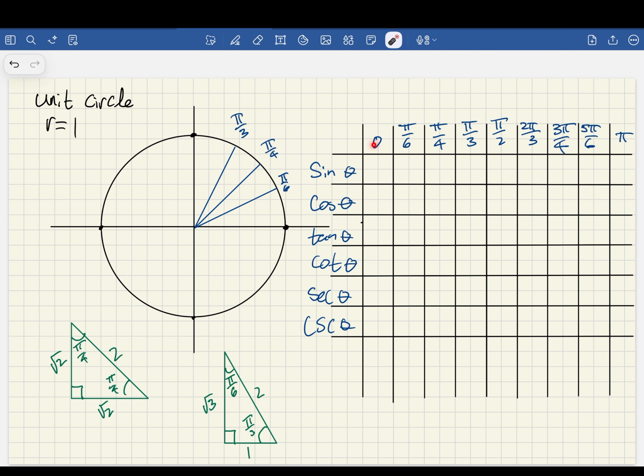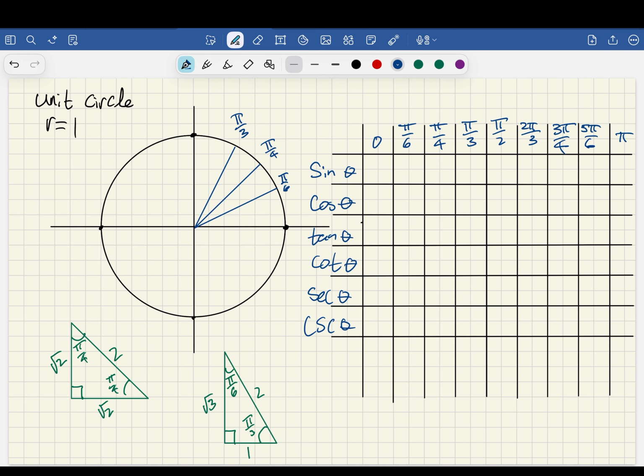I've started with the angle 0, and then pi over 6, and then pi over 4, pi over 3, pi over 2, 2 pi over 3, 3 pi over 4, 5 pi over 6, and pi. So this is just this progression that I've started here all the way around until we make our way through the second quadrant. So what we want to do is identify the 6 trigonometric functions for those angles.